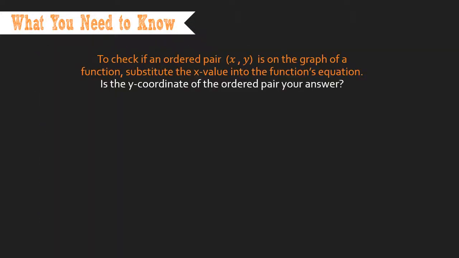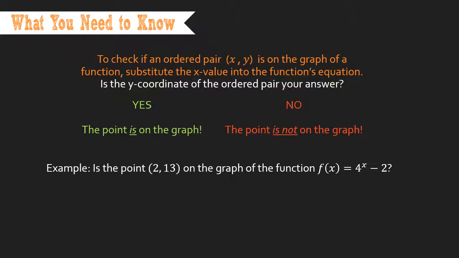So what you need to know: to check if an ordered pair, that's an x, comma y, is on the graph of a function, you substitute that x value into the function's equation, and then you ask yourself this question: is the y coordinate of the ordered pair your answer? If yes, the point is on the graph, and if no, the point's not on the graph. So let's look at an example.